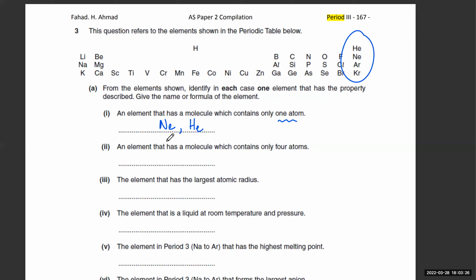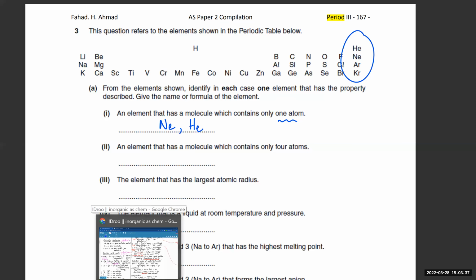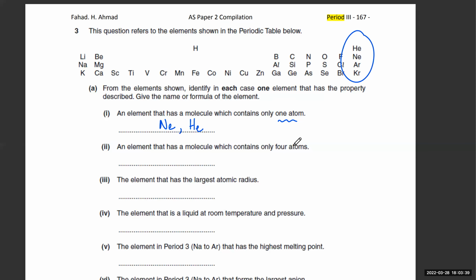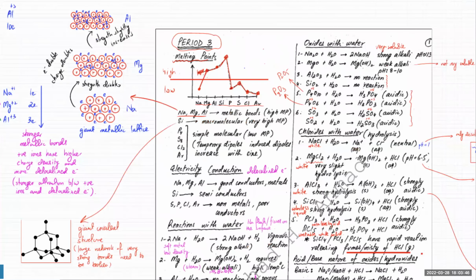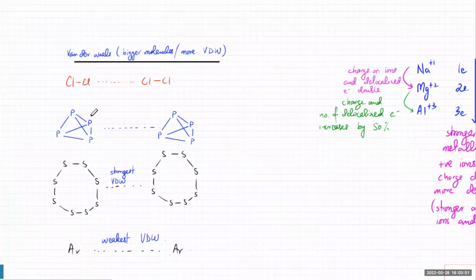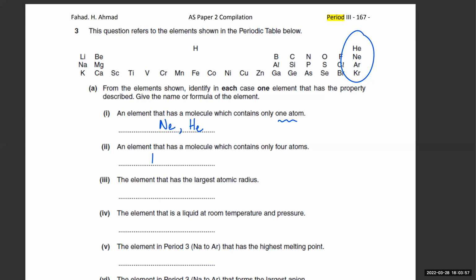An element that has a molecule which contains only 4 atoms. We just did that. Which molecule contains 4 atoms? कौन सा molecule is the formula that's 4 atoms? Like we're talking about the element. Phosphorus. Yes, exactly. Phosphorus has 4 atoms. So the molecule of phosphorus is P4.